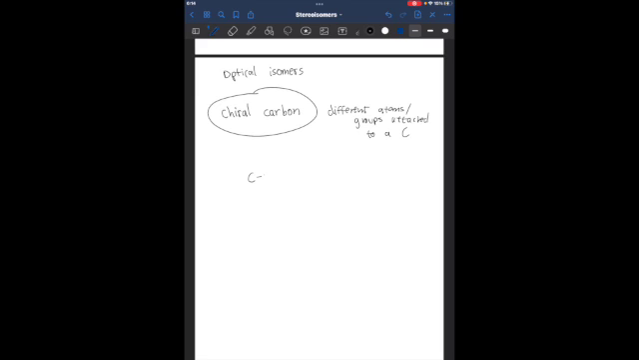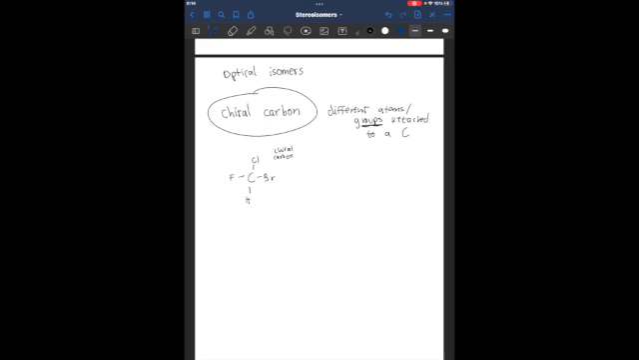The last type of isomers we looked at is optical isomers. Optical isomers happen when you have a chiral carbon. A chiral carbon is when we have different atoms or groups attached to a carbon. So that can be something pretty straightforward. I could have bromine and chlorine and fluorine and hydrogen attached to a single carbon. That would make the carbon chiral.